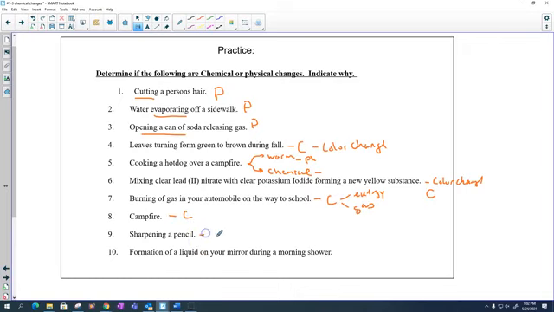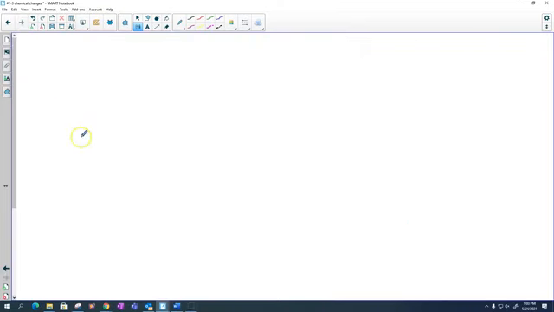Sharpening a pencil. That's just simply cutting your pencil, physical. Formation of liquid on your mirror during a morning shower. This is condensation and therefore physical. 10 examples to give yourself an opportunity to try it out. Thank you very much. This ends typically our chapter on Introductory Chemistry.